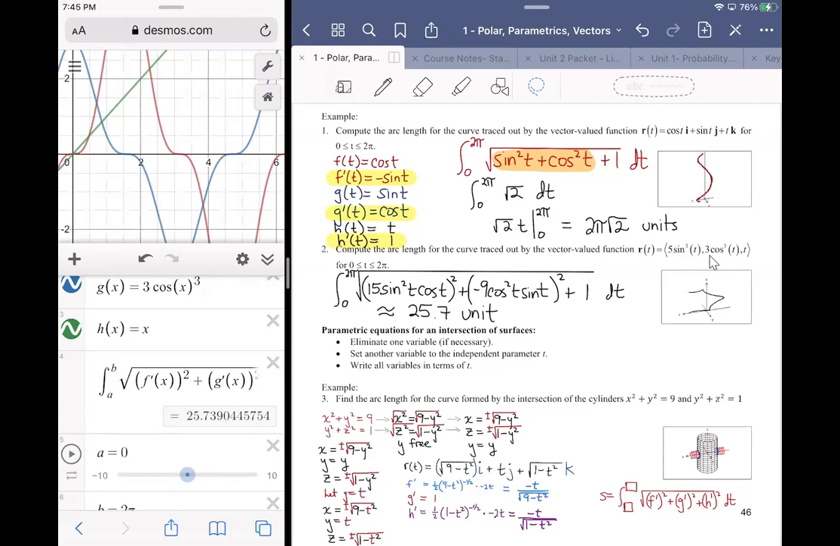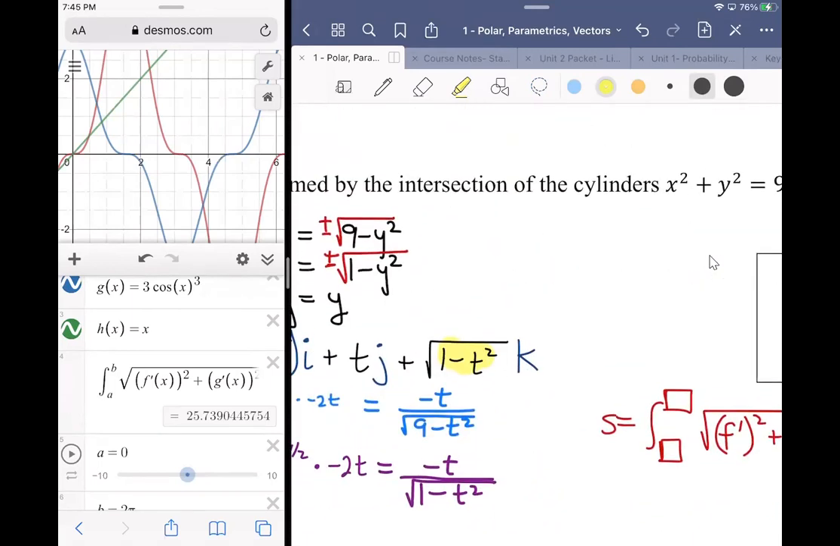So I need that domain. I look at the different components here, and I see a 9 minus t squared and a 1 minus t squared under a radical. So the domain would have to be such that we have positives under either radical. We have a more restrictive radical for the second piece, so I'm going to grab that one and pull it off to the side here. I know that 1 minus t squared has to be greater than or equal to 0.